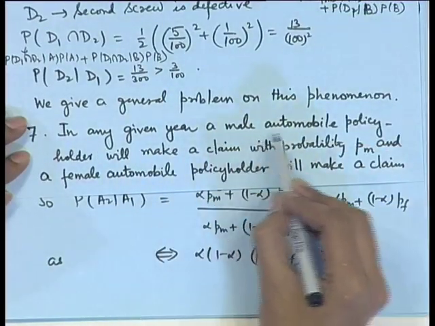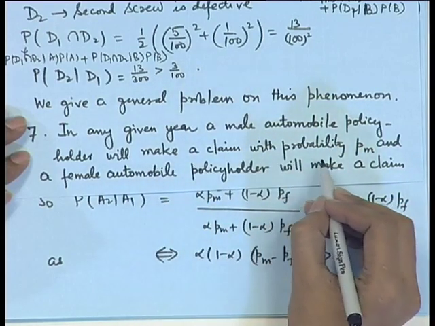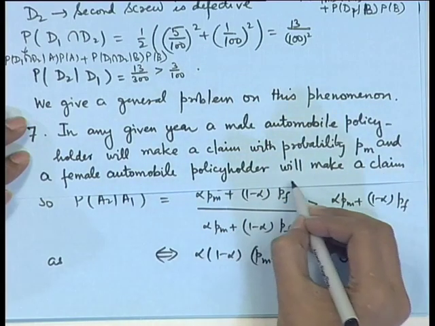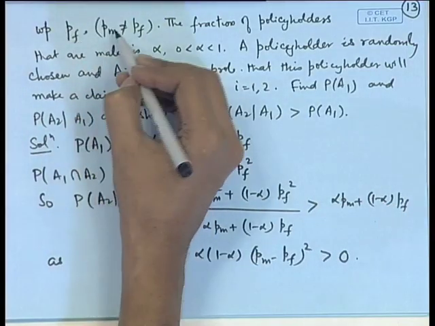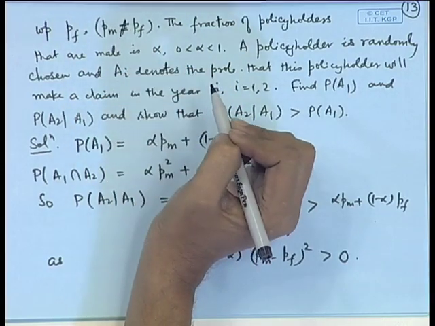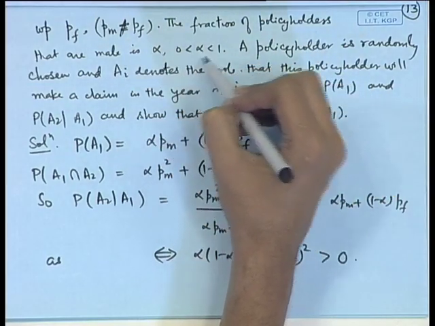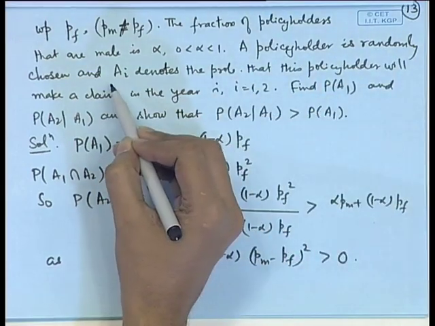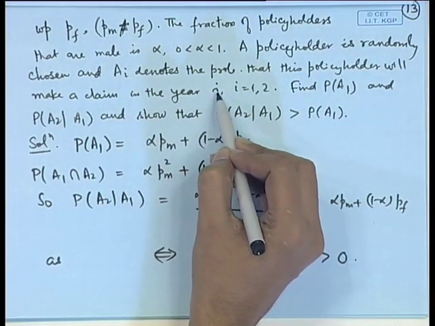In any given year, a male automobile policy holder will make a claim with probability P m, and a female automobile policy holder will make a claim with probability P f. In general, we assume P m is not equal to P f, although it is not necessary, it may be equal also. The fraction of policy holders that are male is alpha, where alpha is a number between 0 and 1. A policy holder is randomly chosen, and A i denotes the event that this policy holder will make a claim in the year i, for i equal to 1 to 2.